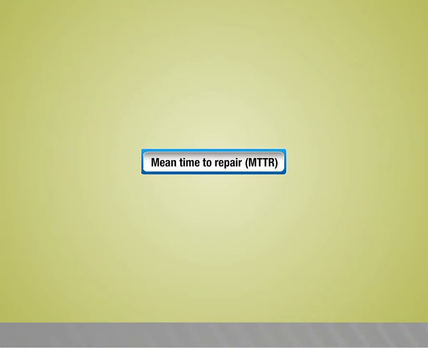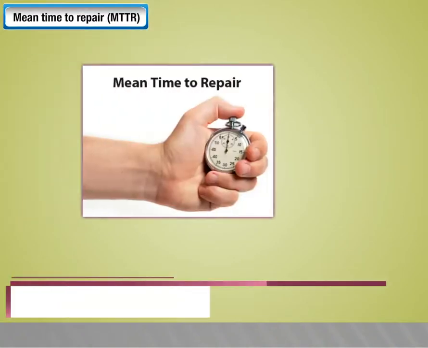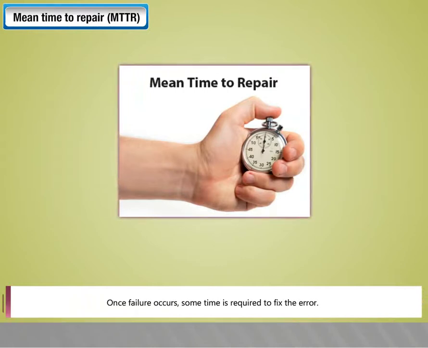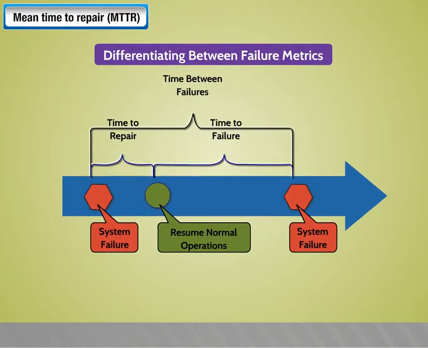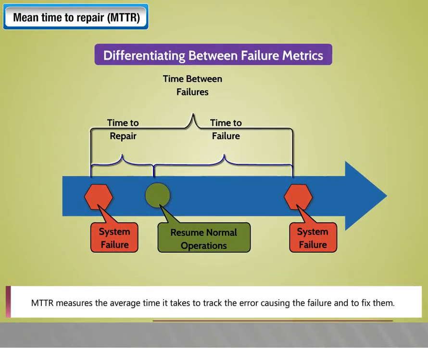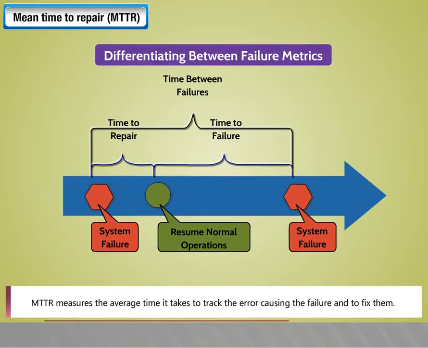Mean time to repair, MTTR. Once a failure occurs, some time is required to fix the error. MTTR measures the average time it takes to track the error causing the failure and to fix it.